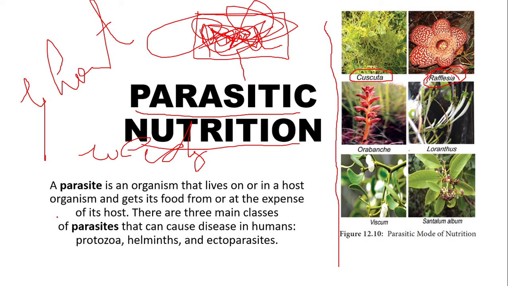read the definition of parasitic nutrition again, and then go into another nutrition. A parasite is an organism that lives on or in a host organism and gets its food from or at the expense of its host. There are three main classes. What are these three? They can cause disease in humans, like the coronavirus, and protozoa, helminths, and ectoparasites.